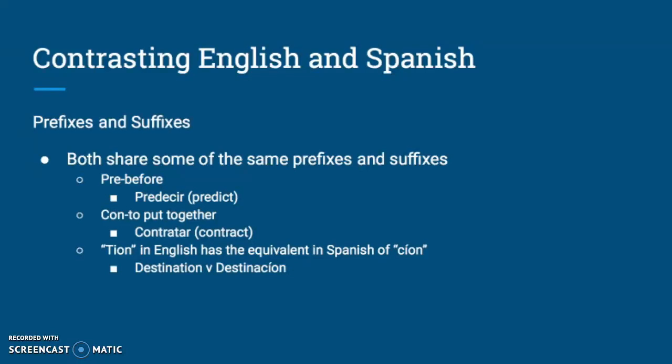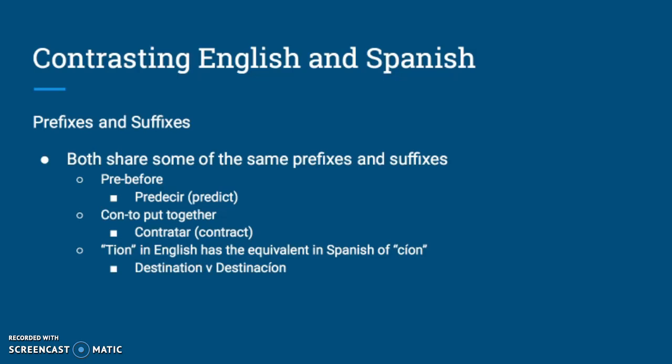Prefixes and suffixes in English and Spanish can be very similar. For example, in the word predecir, the prefix is pre, meaning before, and in English, we can translate this word to predict. By teaching ELs how to chunk words and locate their prefixes and suffixes, we can then try and decipher their meanings. We can help teach comprehension skills this way.